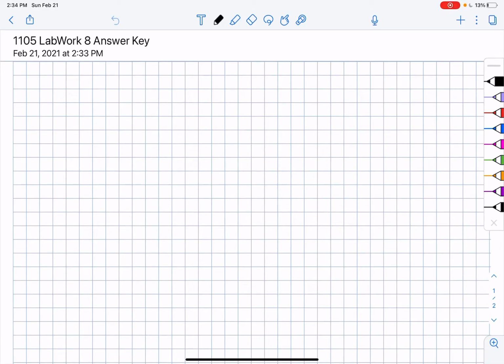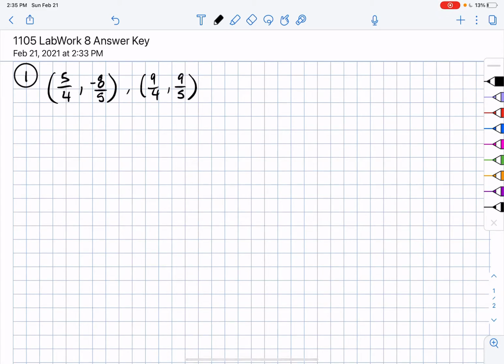All right, let's get this started on question number 1. Question number 1 gives you 2 points: 5/4, negative 8/5, and 9/4 and 9/5. And it wants you to find the midpoint.